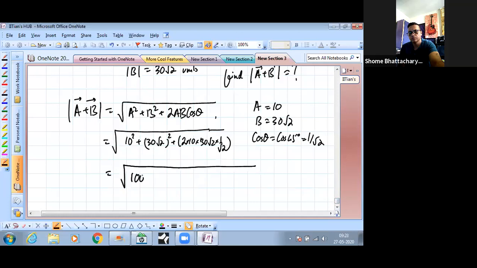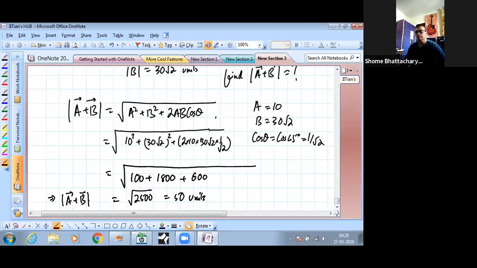So this will be 100 plus 30 root 2 whole square, which will be 900 into 2. So that's 1800. Plus, in this the root 2 will cancel out, so we have 2 into 10 into 30. So that is 600. You can see that will become square root of 2500, which is nothing but 50 units. Okay. So this becomes mod A plus B. Okay, so hope all the steps are clear.